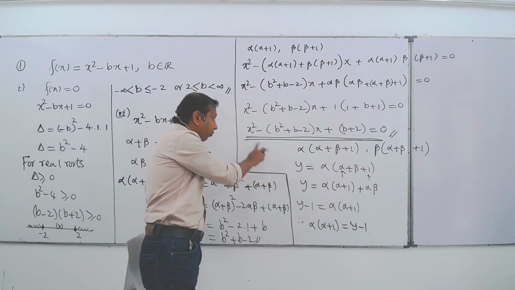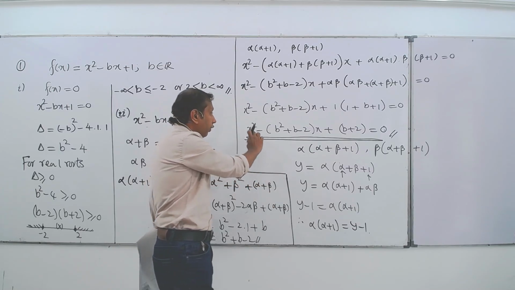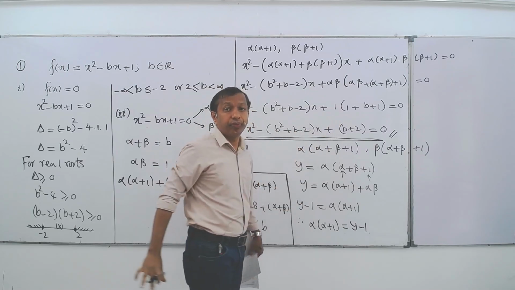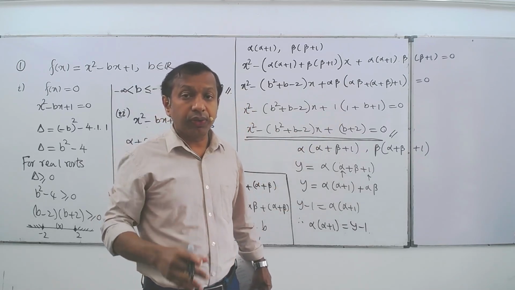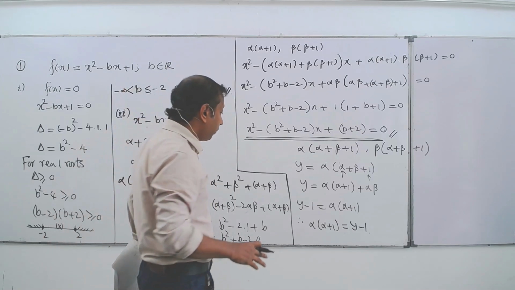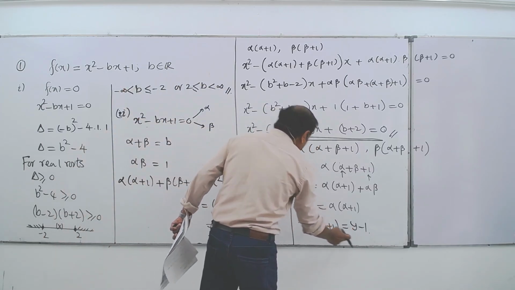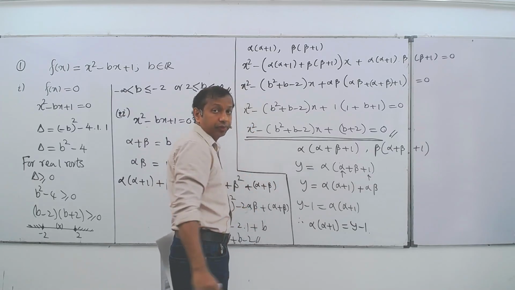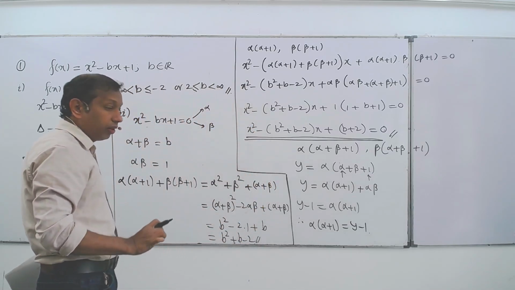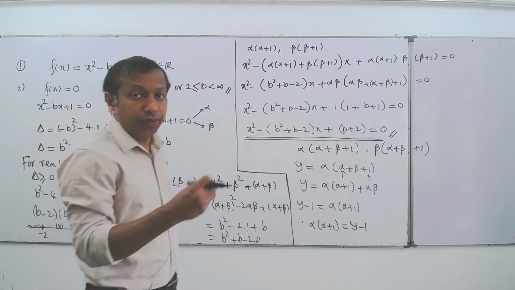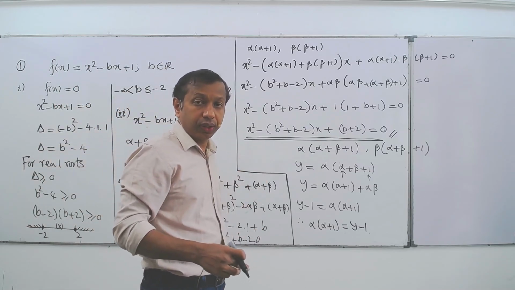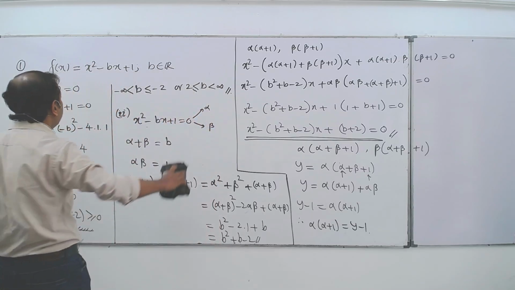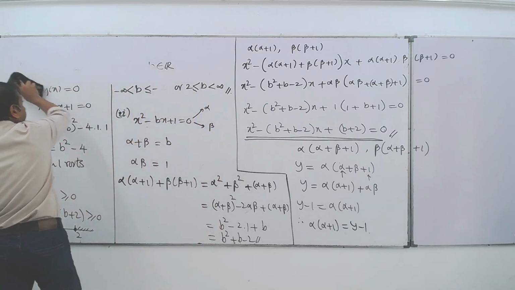That means when you put alpha times alpha plus 1 for this x here and here, the left hand side will be equal to the right hand side, 0. That means alpha times alpha plus 1 means y minus 1. Therefore, we'll put y minus 1 here. Okay, then we get in terms of y the required quadratic equation. Finally, that y we convert to x. Then we get our required quadratic equation.